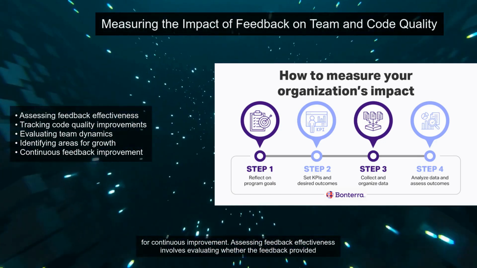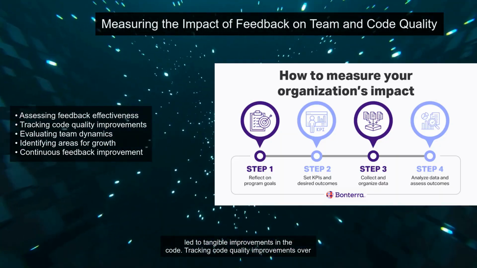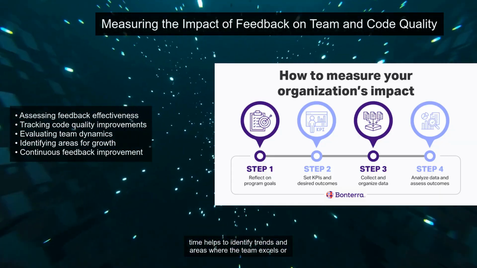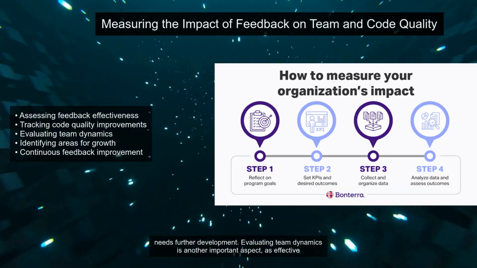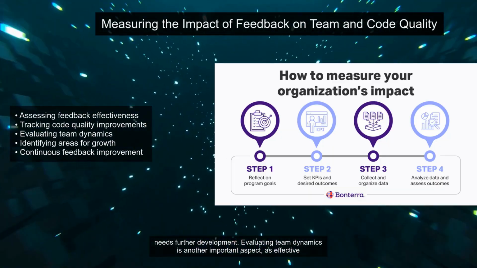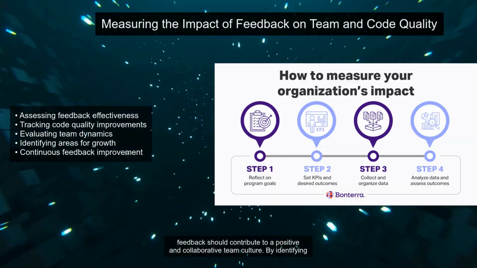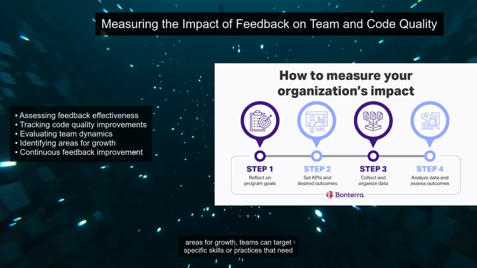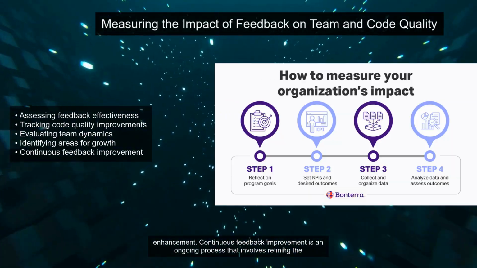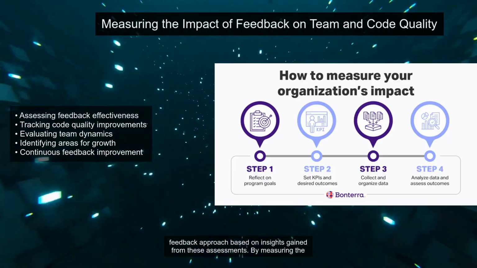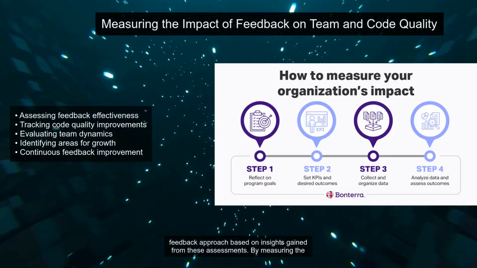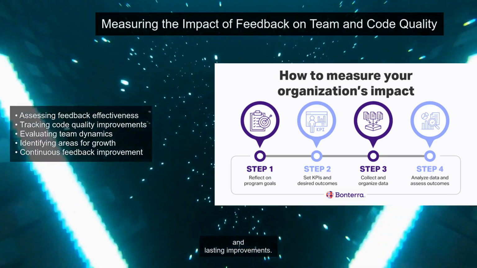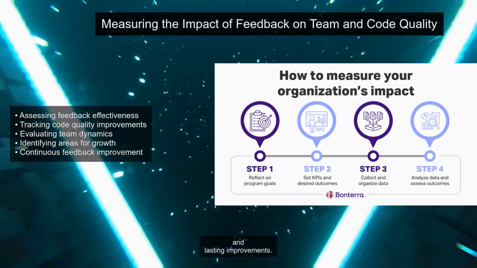Assessing feedback effectiveness involves evaluating whether the feedback provided led to tangible improvements in the code. Tracking code quality improvements over time helps to identify trends in areas where the team excels or needs further development. Evaluating team dynamics is another important aspect, as effective feedback should contribute to a positive and collaborative team culture. By identifying areas for growth, teams can target specific skills or practices that need enhancement. Continuous feedback improvement is an ongoing process that involves refining the feedback approach based on insights gained from these assessments. By measuring the impact of feedback, teams can ensure that their efforts lead to meaningful and lasting improvements.